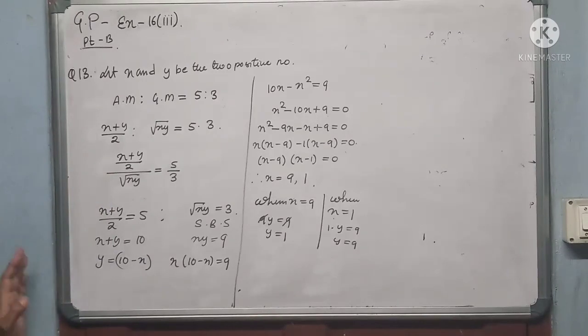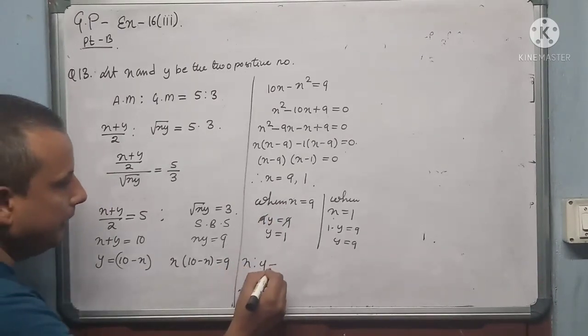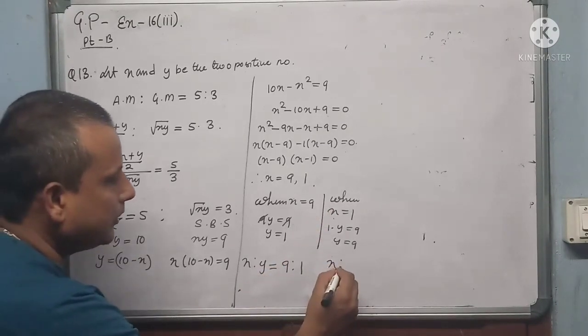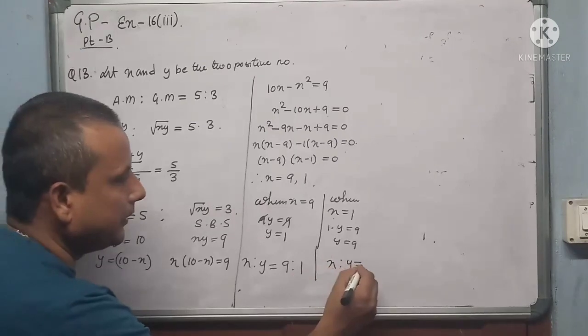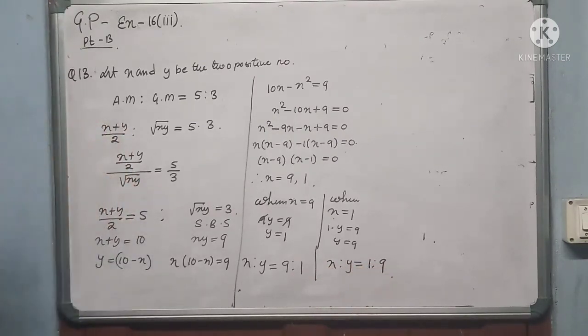Find the ratio of the two numbers, meaning x is to y. For this quantity, x is to y would be 9 is to 1. For the other, x is to y is equal to 1 is to 9. That is the ratio of the two numbers.